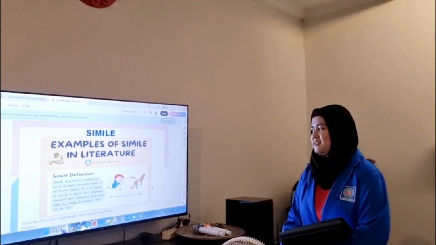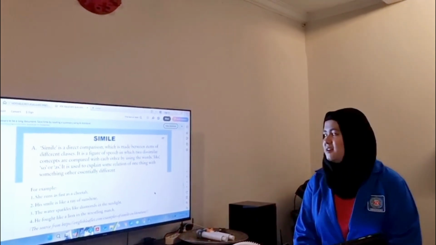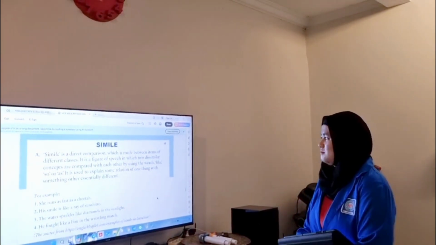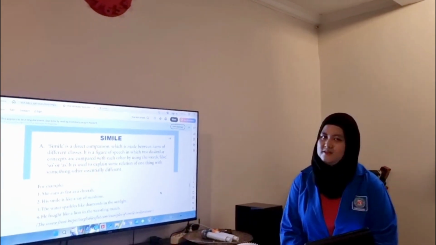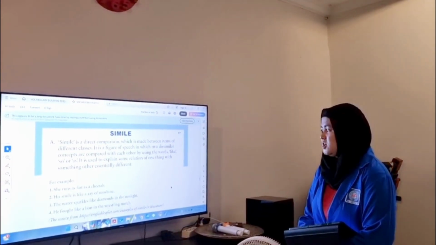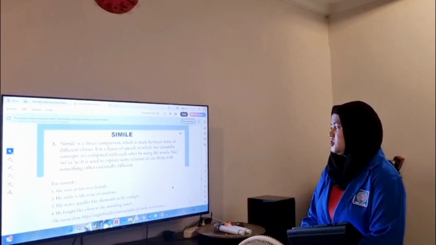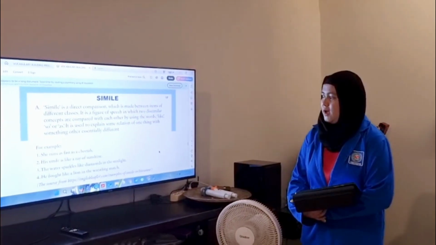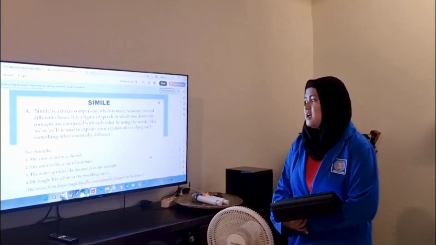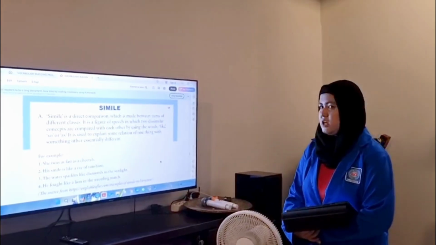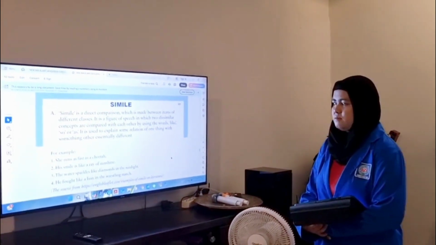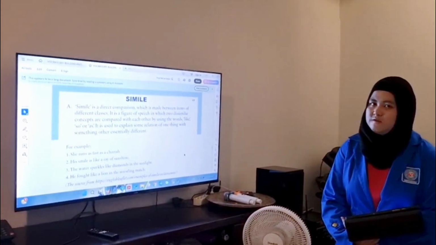Simile is a direct comparison which is made between items of different classes. It is a figure of speech in which two dissimilar concepts are compared with each other by using the words like, so, or as. It is used to explain some relation of one thing with something other essentially different.